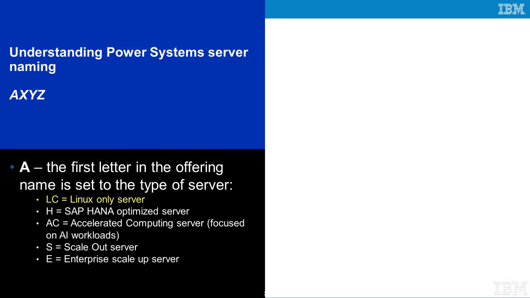LC means Linux only server. H means SAP HANA optimized server. AC stands for Accelerated Computing Server, which focuses on AI workloads. S stands for Scale Out Server. That's the base letter when one of the above is not used. And then E is Enterprise Scale Up Server.